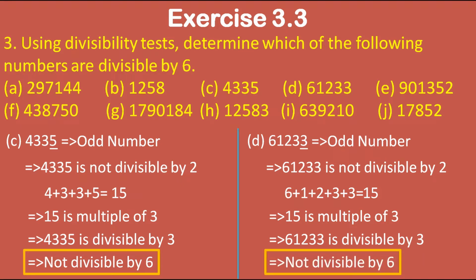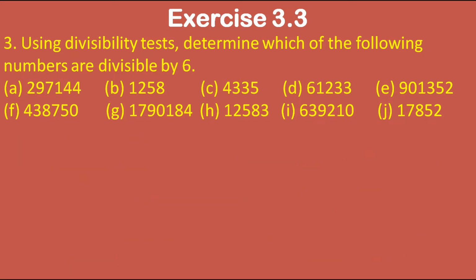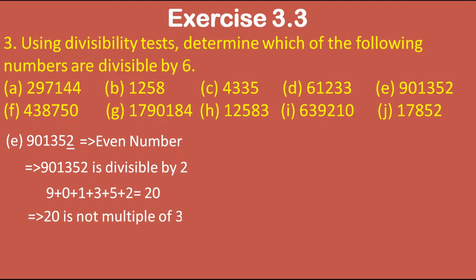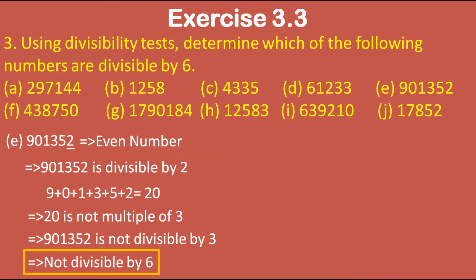Now let's move to the fifth one, that is 9,01,352. First we have to check its unit place. Yeah, we have an even number, means the number is divisible by 2. Now let's add the digits. We are getting the sum as 20, and 20 is not a multiple of 3. Therefore the number is not divisible by 3. As it is not divisible by 3, the number is not divisible by 6.